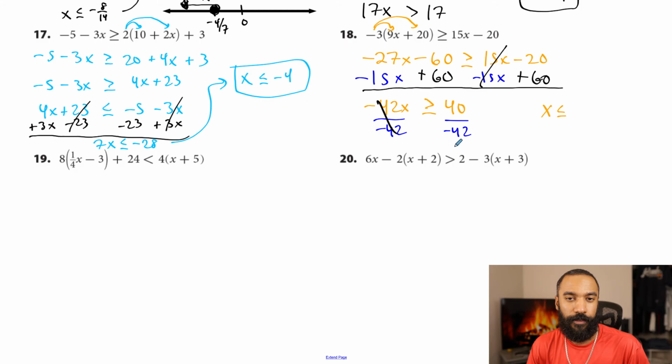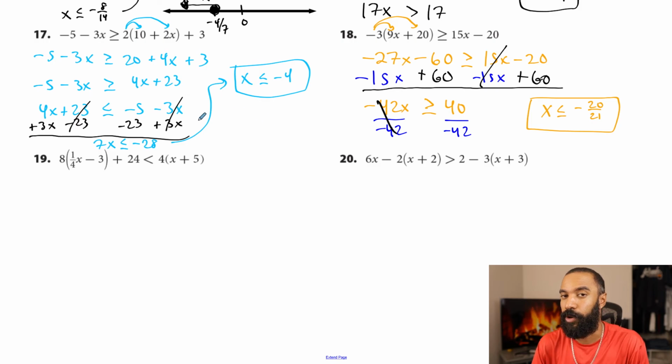I'm going to reduce this fraction, that's what I was focused on. I'm going to reduce this fraction by dividing both of these by 2. I'm going to get negative 20 over 21. Close to negative 1. But not quite.